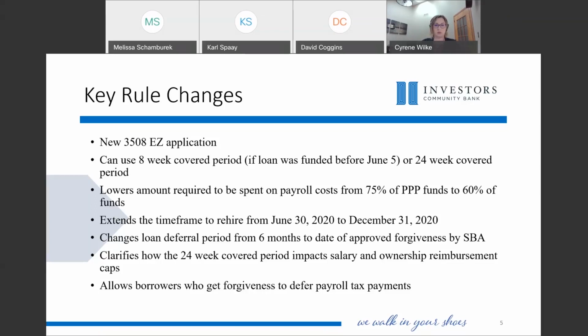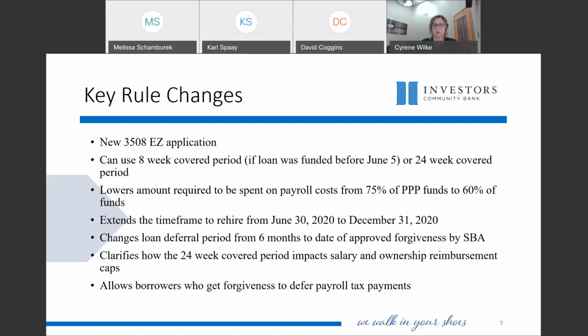A second change is that you can now use a 24-week covered period instead of just the 8-week covered period that was allowed in the initial program. That's a big change that Congress saw fit to provide. It gives you a lot longer to spend your Paycheck Protection Program funds, and I think it will increase the likelihood that many more of our customers will be able to qualify for full forgiveness.